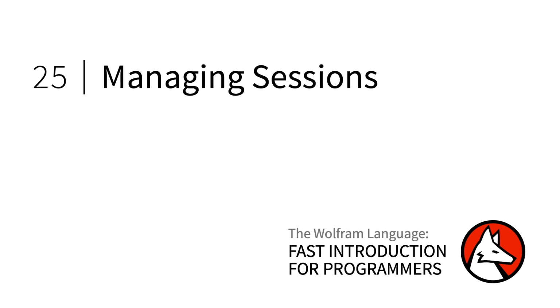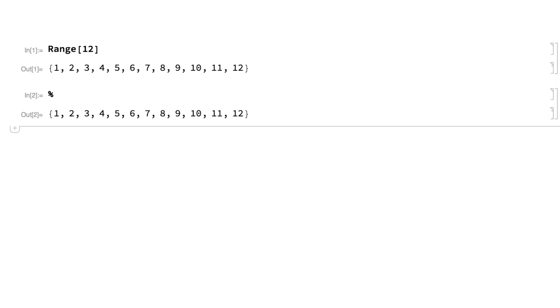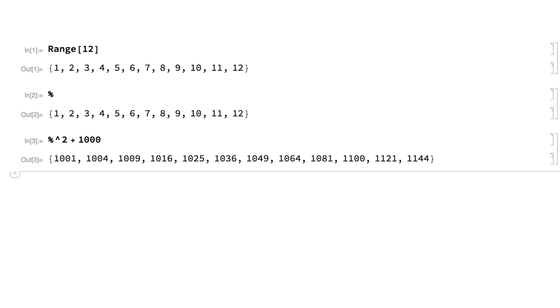notebook interface. In an interactive session, you can use % to refer to the most recent output. For example, this gives a list of numbers, and % copies that result as the next input. You can also use % in calculations, so this includes the previous output in a calculation, and this gives the sum of the elements in that last result.